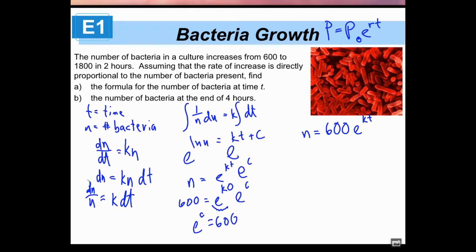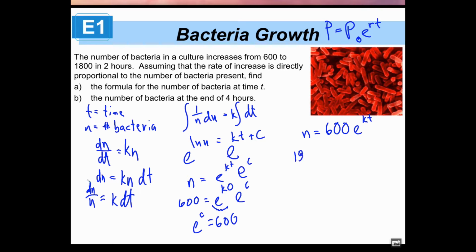Because we don't know what K is, right? Which is our rate. So we want to figure out how fast the bacteria is growing. So now we're done with the initial conditions because that gave us our starting amount. What do we do next? Plug and shove. N would be 1800, T would be 2, and then you could solve for K.